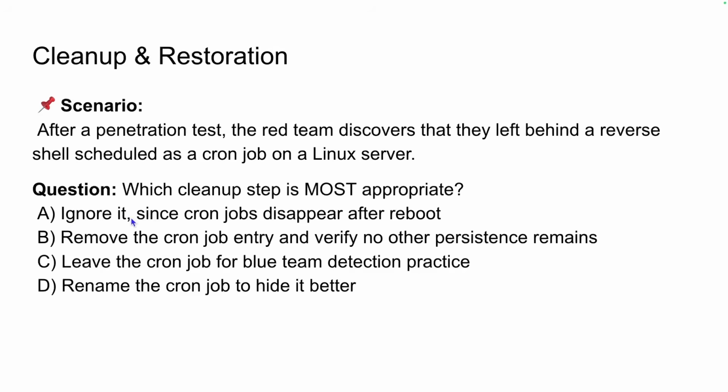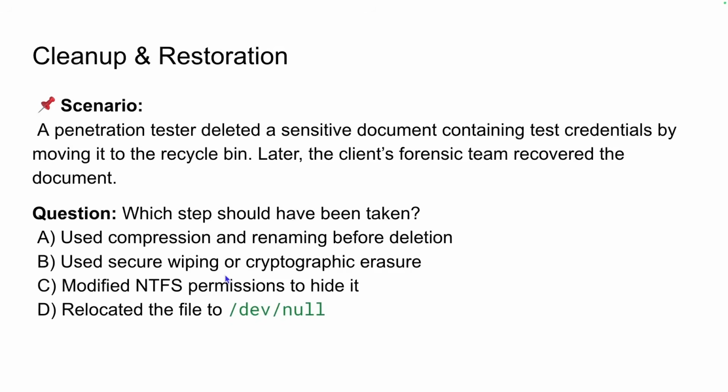Ignore it, it is not the answer. Since cron jobs disappear after reboot, that is not true. So remove the cron job entry and verify no other persistence remains. So B. B is the answer. Leave the cron job for blue team detection practice? No. Rename the cron job to hide it better? Also no. So the question is, which cleanup step is most appropriate? You're doing cleanup here, right? So the most appropriate cleanup is to remove it and verify that no other persistence remains.